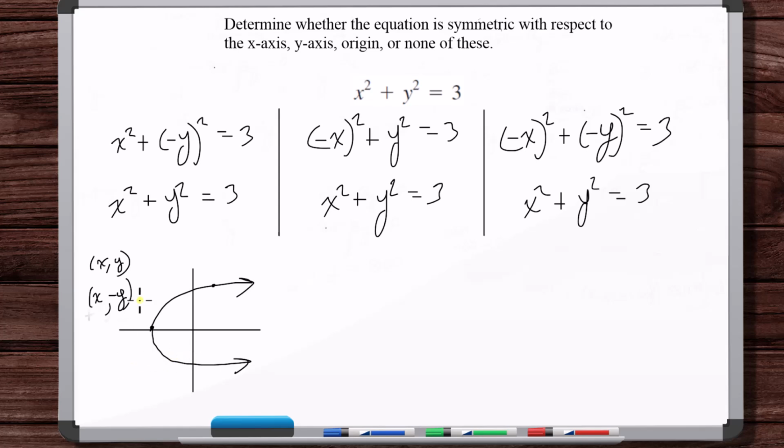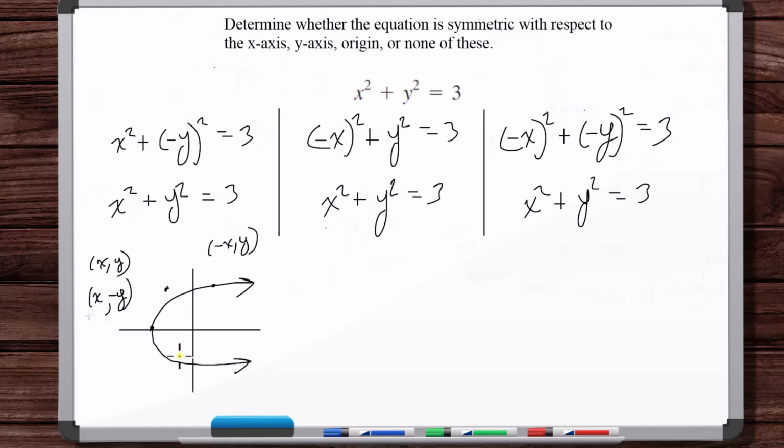Or if you start down here at x minus y, and you multiply y by minus 1, you go to xy, you're on the graph. That's not the case if we're here, let's say this is xy, and we go to minus xy, we come over here, we're not on the graph anymore.